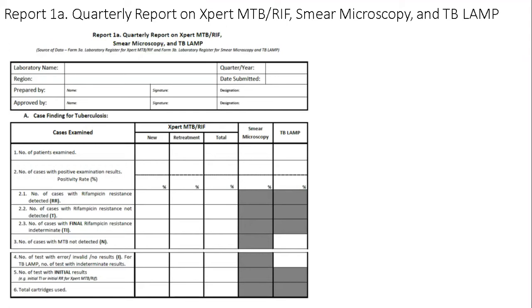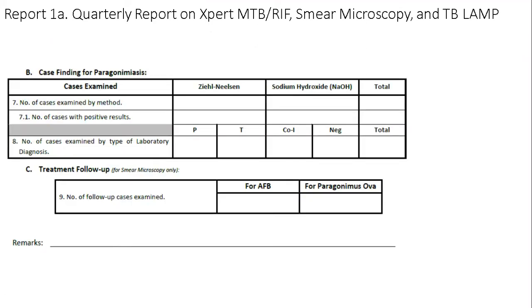As you can see the form po, halos similar naman po siya with the report 1A before. Kaya lang nadagdag lang si TB lang. So compared sa dati nating edition, yung part B is treatment follow-up yung nilalagay natin dito. Pero ngayon, may collaboration na po tayo sa paragonimiasis. So yung mga details din natin, mga testing. So dito din natin ilalagay yung regarding sa paragonimiasis cases.